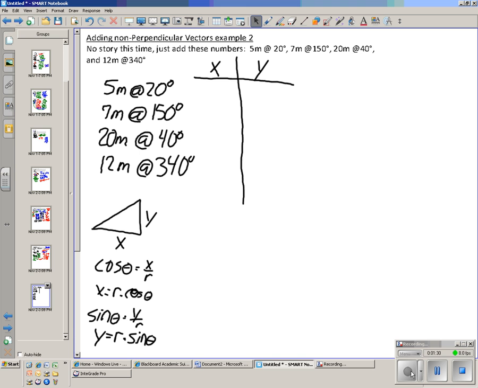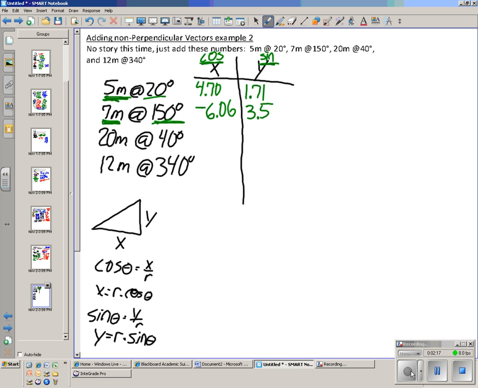So I can start working these into my calculator. 5, and then I said that it's going to be cosine for x. 5 cosine 20 is going to be 4.70, and then 5 times the sine of 20 is going to be 1.71. 7 times the cosine of 150 is going to be negative 6.06. 7 times the sine of 150 is going to be positive 3.5.